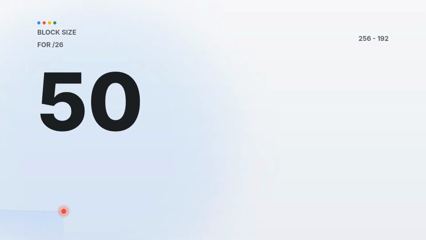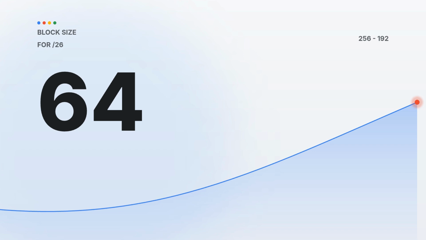For /26, the interesting octet is 192. So 256 minus 192 gives 64. For /27, it is 224, so the block size is 32. Those numbers tell you where each subnet starts.